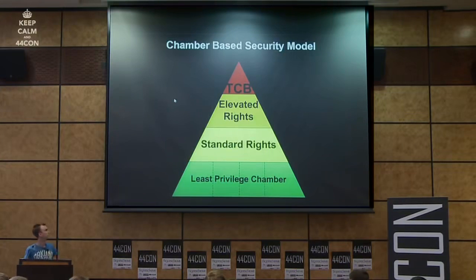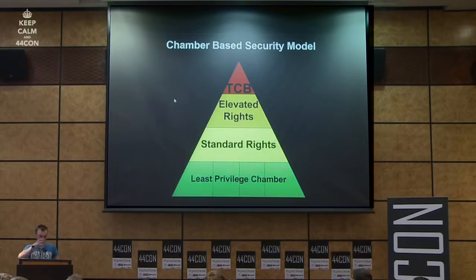Then you have the elevated rights chamber. Elevated rights is for services which need to be published globally across the device, such as user mode device drivers, ones which don't need to run in the TCB. Then you have the standard rights chamber. Standard rights chamber is where the mobile office runs. It's for native code applications which don't require high permissions, but still need access to non-globally accessible services. And then finally, you have the least privilege chamber.